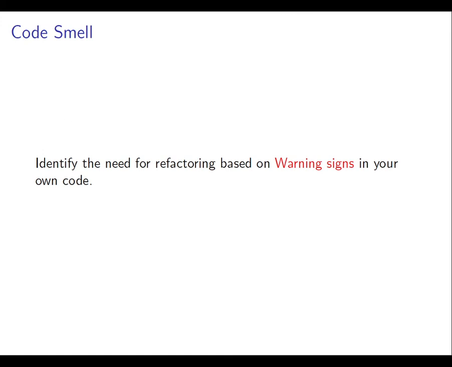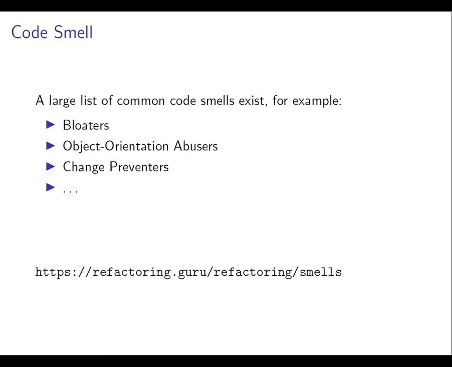Another idea that you'll come across in the same kind of collection of ideas is the idea of bad smells in your code. And the idea here is that you identify the need for refactoring based on a bad smell or a warning sign in your own code. And lists of those have been made as well. And there's a few of them, and a URL where you can find more. Many of them are very simple.